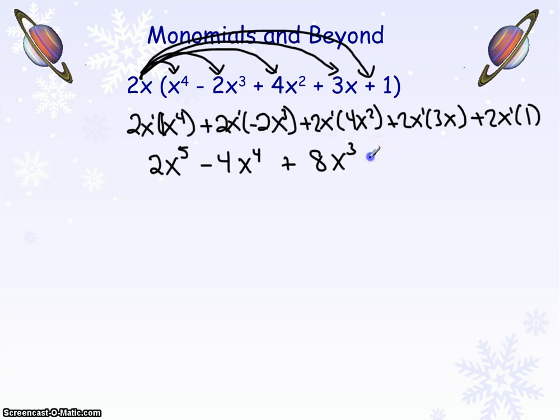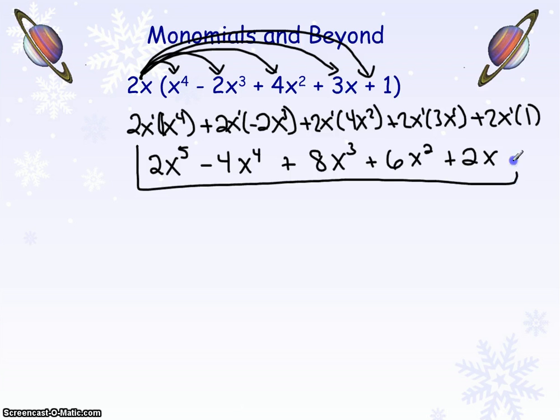2 times 3 is 6, x to the 1st, and x to the 1st makes x squared. And the last piece, 2 times 1 is 2, and the x just carries down. Do a double check, see if any of them are like terms, which they're not. So you are done distributing that part right there.